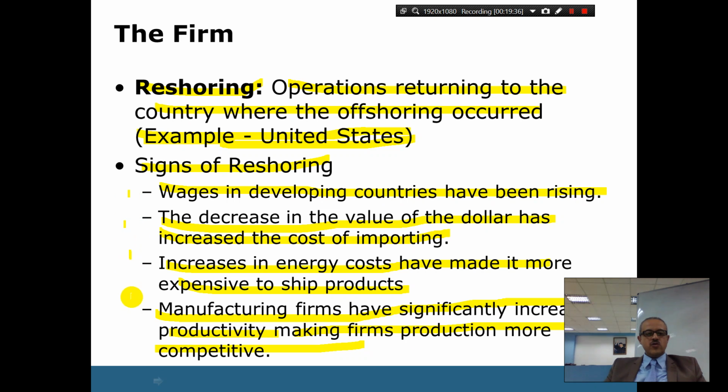Which one of these do you think is very close to Yemen? Number what? Number two. Yeah. See, number two, the decrease in the value of the dollar has increased the cost of importing. So for Yemen, the decrease of the value of the Yemeni riyal becomes a reason, instead of importing, to make it locally. You see, there's more need for local production because you can no longer import, it becomes very expensive. The reality is they still import, but at the same time, because it has become very expensive, if you do it locally, it will be cheaper.